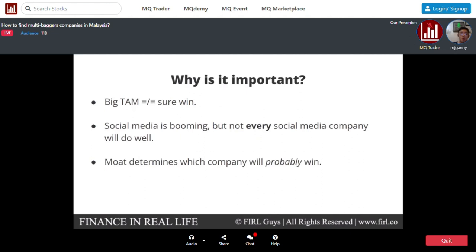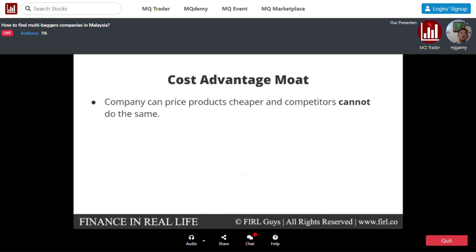So what a moat is, if I can summarize, based on what I just told you, is that it will tell you which companies will most probably win. You don't just want there to be a lot of food on the table, which is total addressable market, but you also want the guy who's able to grab the food the most and the fastest. Now, there are a lot of types of moats out there, but we'll just focus on one today. Let me explain to you what I mean by this in concrete terms, okay?